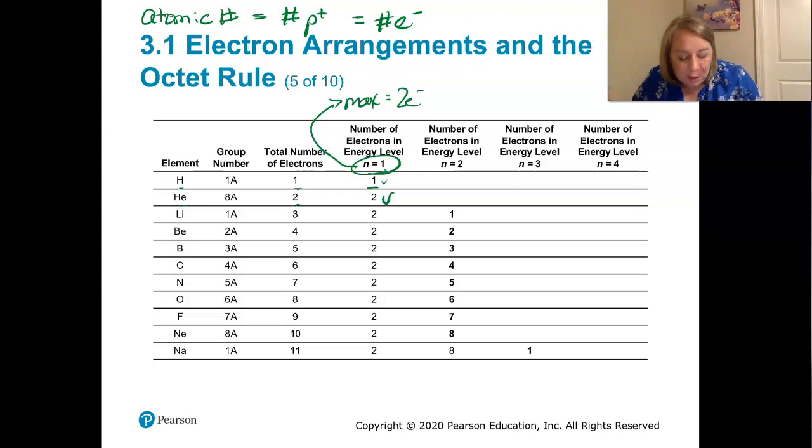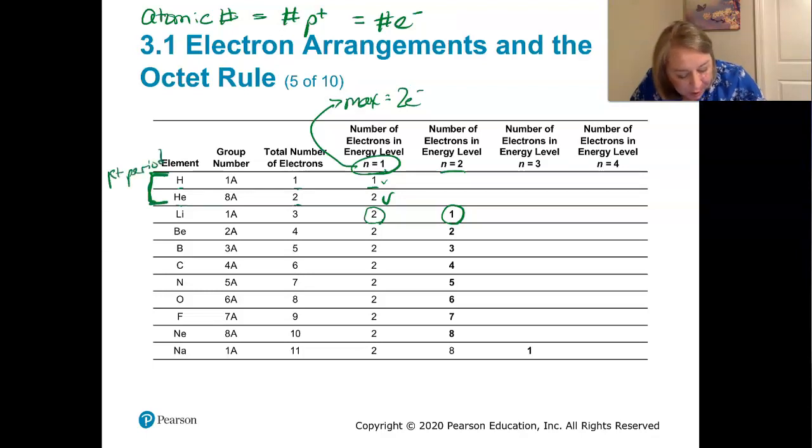Lithium has 3. So lithium is going to have 2 in the first principal energy level. Where's that next electron going to go? It's going to go in the next energy level, the one closest to the nucleus. And so that is the second energy level. So we have 1 electron in the second energy level and 2 in the first. And it'll go on. So what you'll notice is that these 2 were in the first period, right?